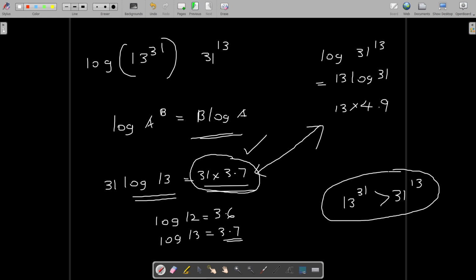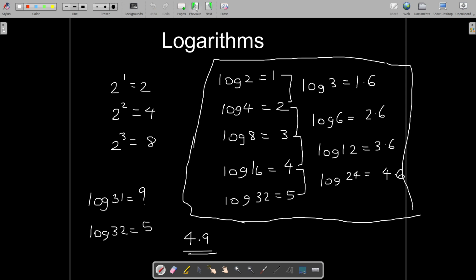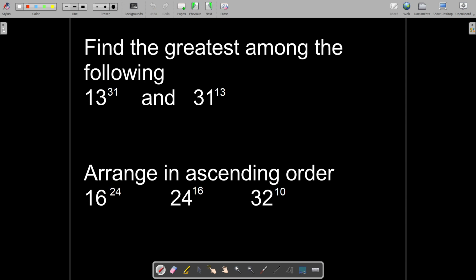So let me rewind it. If you had to find which was the greater value, 13 raised to 31 or 31 raised to 13, you find the log of both sides, and you found that log of 13 raised to 31 was greater, so that is the greater value. 13 raised to 31 was the greater value. Now try to solve the second question using the log method. Try to pause the video and do it.